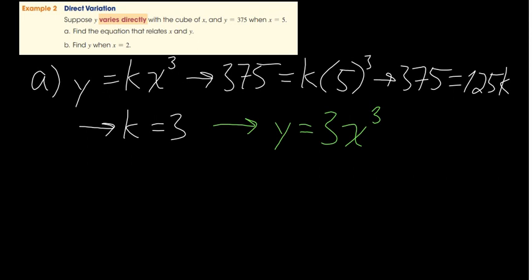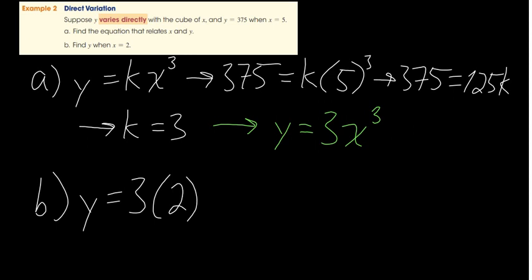And now part B wants us to find y when x is equal to 2. A little bit of mental math here, right? So I'll write it down though. So we have y is equal to 3, and then when x is equal to 2, we have 2 cubed. All right, well, what is 2 cubed? 2 cubed is 8. 8 times 3 is 24. So y is equal to 24 when x is equal to 2.